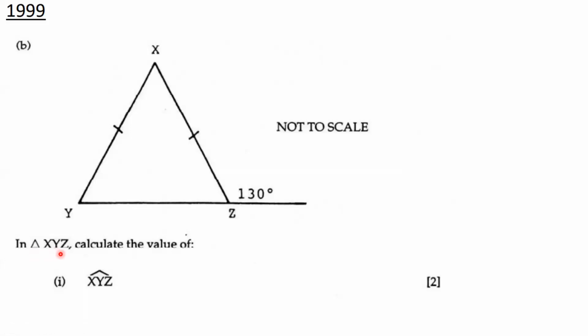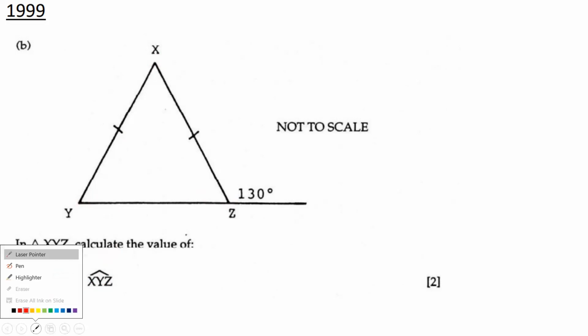We have triangle XYZ. Calculate the value of angle XYZ. Now, when we have Y in the middle like this, they mean that this is the angle that we need to focus on. And X, Y, Z just refers to the triangle X, Y, and Z.